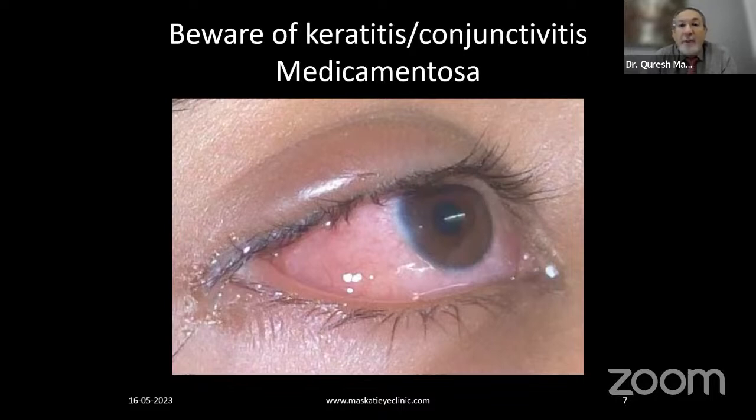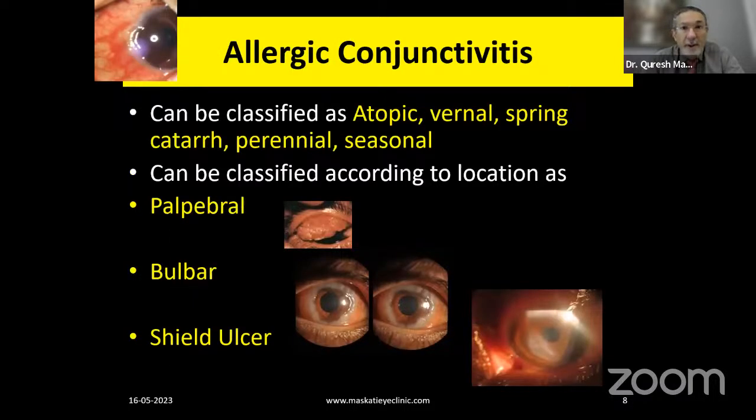So if the cornea is affected, it's called keratitis medicamentosa. If only the conjunctiva is affected, it's called conjunctivitis medicamentosa. So I normally find that I ask the patient, when I suspect this, what have you put in the eye? And he comes out with 20, 25 different drops over the last 5 days or 7 days. So let us go take each one at a time.